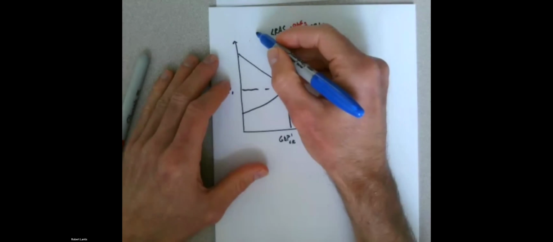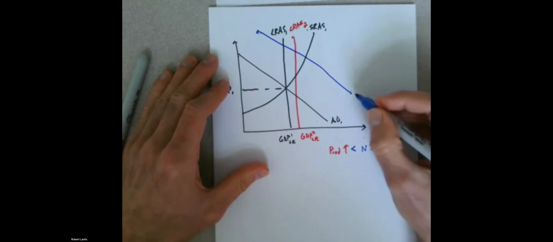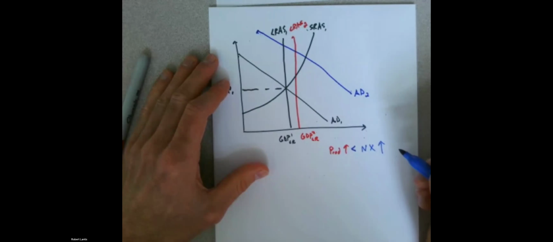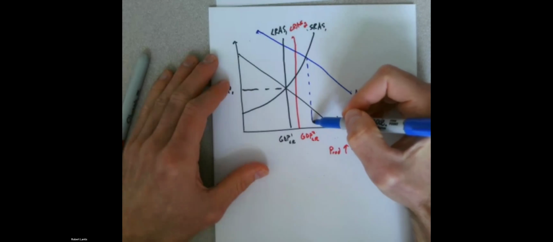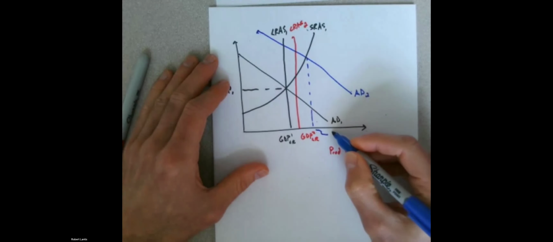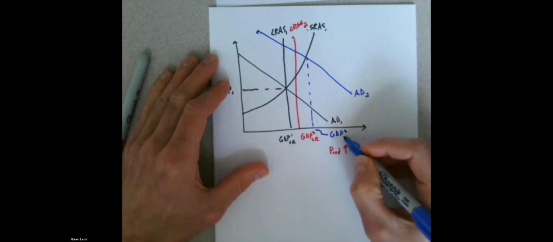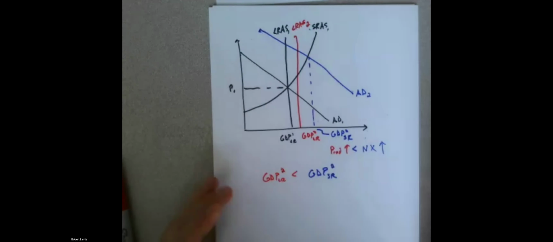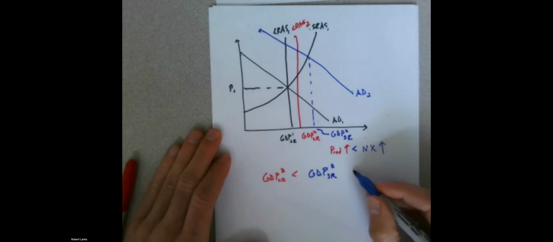Well, now if that aggregate demand increase is much larger, where is our new short run GDP? It's now going to be higher than what the potential or long run GDP should be. If this is the case, what do we have? Well, if GDP is too high, we now have not a recessionary, but an inflationary gap.